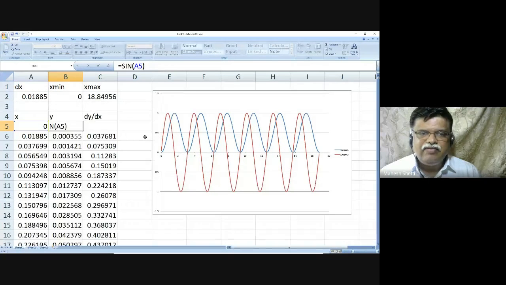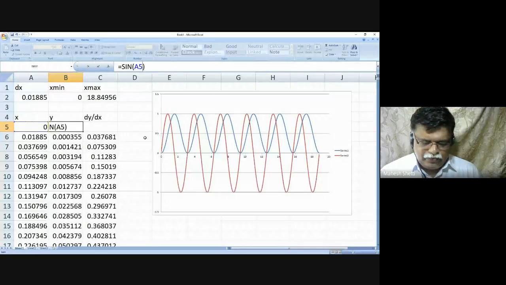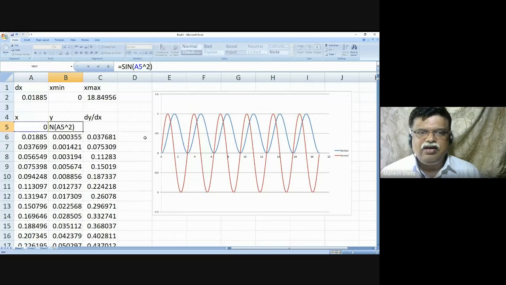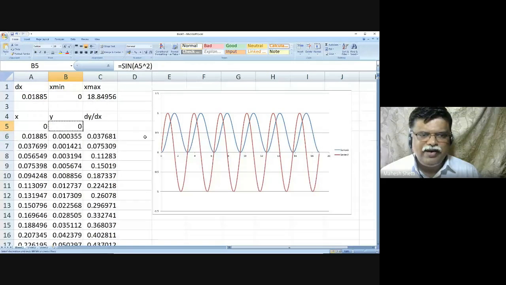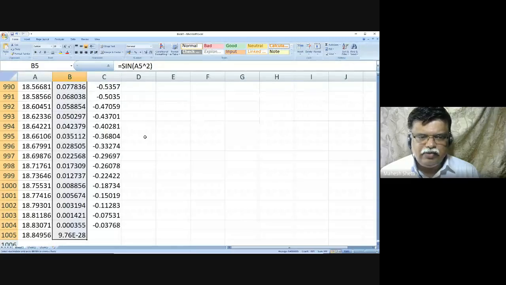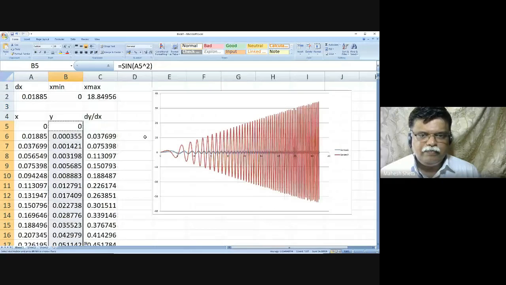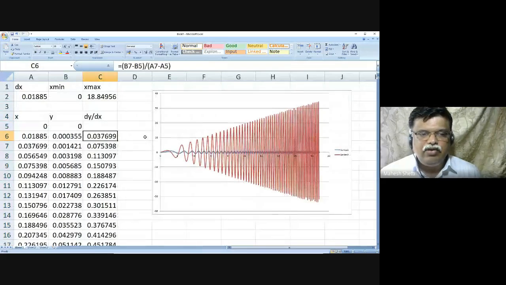Then I will write square inside the bracket, inside that sine function, and this is going to be sine of x square. Okay, and I apply that formula. Again, I have copied that formula, selected all the cells, Control Shift down arrow, and I paste it. Okay, and this is what I'm going to get now here. Because what is the derivative of sine of x square?